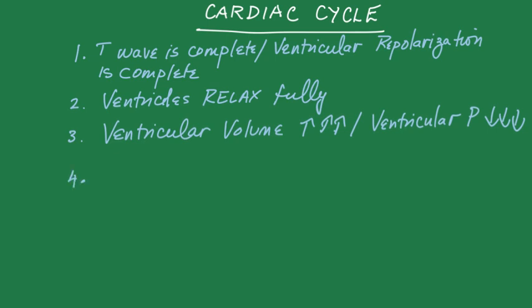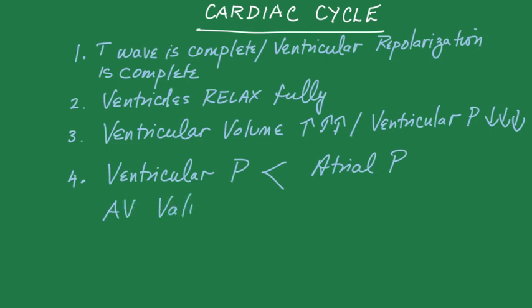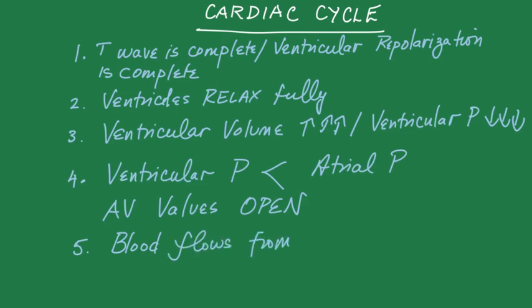The ventricular pressure is so low that it even falls below the pressure of the atria. Atria usually have very low pressure. Here, the ventricular pressure has fallen below the atrial pressure. So when ventricular pressure is lower than atrial pressure, AV valves open, tricuspid and bicuspid. When these valves open, blood can flow from the atria to the ventricles, and the ventricles can fill up with blood. And this movement of blood occurs down the pressure gradient.